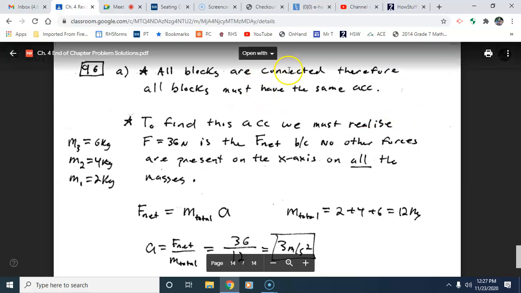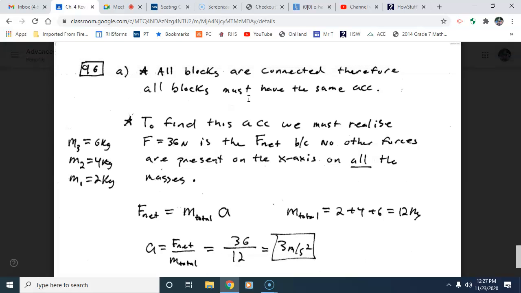The first little note I have on here in the solutions: all these blocks are connected, right? So could they have different varying accelerations? No, if they did, they wouldn't be connected anymore, would they? So one thing we just have to have mentally an idea is that they all move together. They can't have different accelerations unless the ropes broke or something like that, which clearly isn't happening.